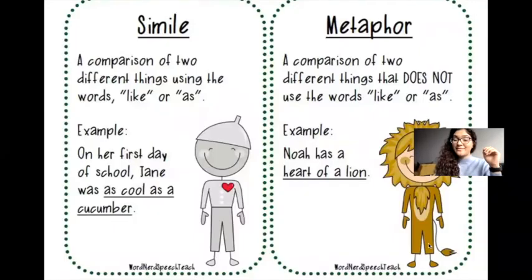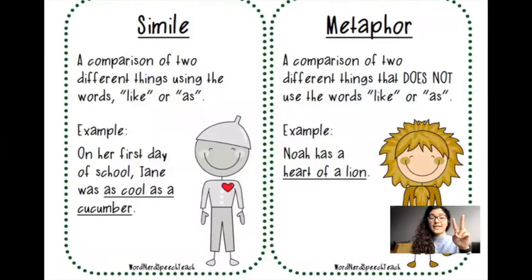Now, a simile is a comparison of two different things using the words like or as. An example of a simile. On her first day of school, Jane was as cool as a cucumber. So as cool as a cucumber is a simile because you can't actually be cold like a cucumber, but you're as cold as a cucumber would be when it's nice and chill.